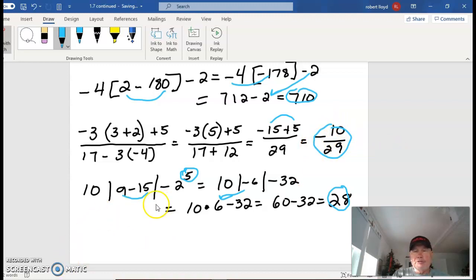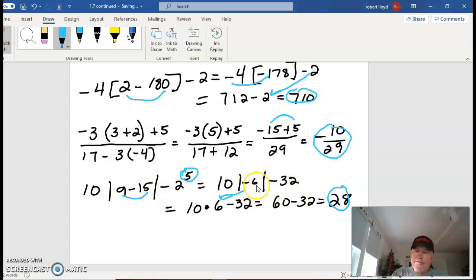Next one we're going to do with absolute value. Remember, the absolute value is the distance a number is from 0 on the number line. And we'll get into that a little bit more later. So we have 10 times the absolute value of 9 minus 15 minus 2 to the 5th. So we can do the absolute value first. So we have 10 times a negative 6. We combine these two, and then our negative 2 to the 5th power is negative 32.